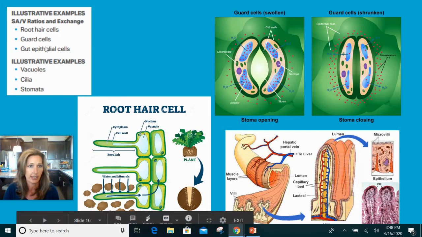Now in your intestines, so when it says gut epithelial cells, well, here my intestines are for digestion and absorption of nutrients.